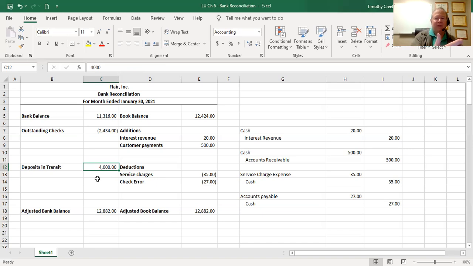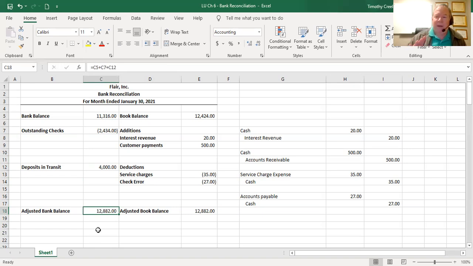So if you bring in a deposit at the end of the day, you put a deposit in the night drop, the company's going to show it as far as their numbers, but it won't be in the bank until the next day. And so you end up taking the bank balance minus the outstanding checks plus the deposits in transit, and you have your adjusted bank balance.